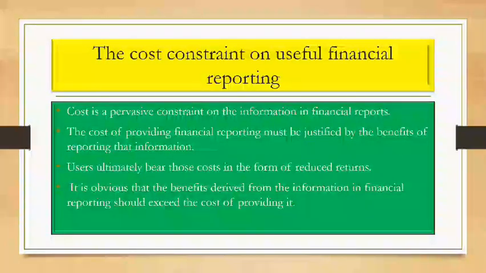The cost constraints on useful financial reporting. Cost is a pervasive constraint on the information in financial reports. The cost of providing financial reporting must be justified by the benefits of reporting that information. Users ultimately bear the costs in the form of reduced returns. It is obvious that the benefits derived from information in financial reporting should exceed the cost of providing it.